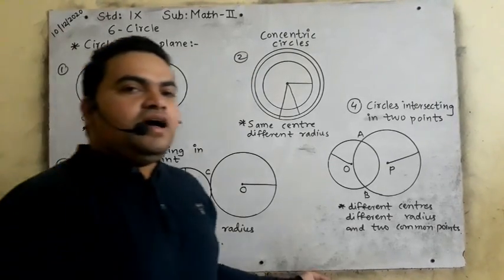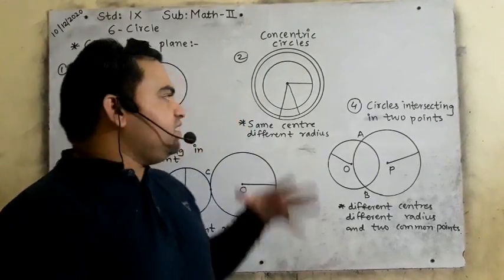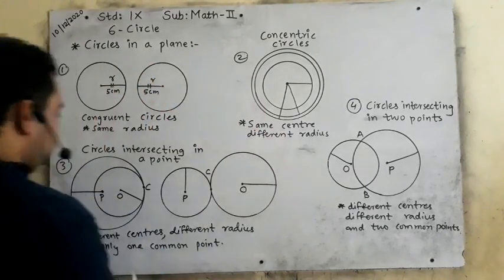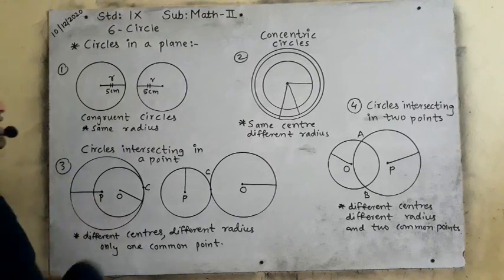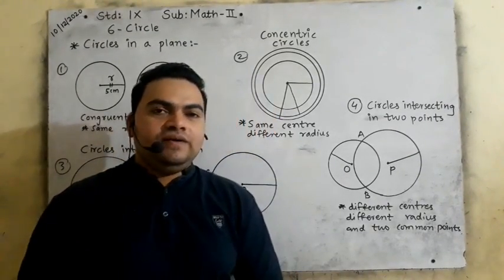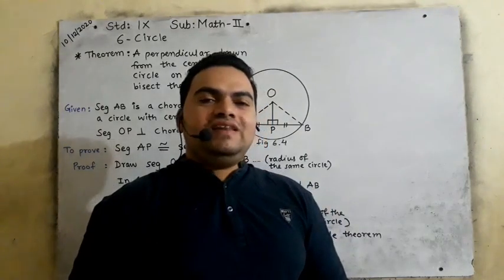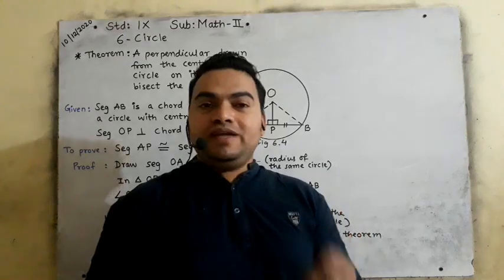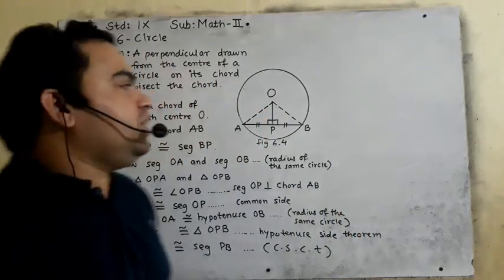Now I hope that you have understood what is a congruent circle, concentric circle, circles touching each other internally and externally, and circles intersecting each other. So dear students, now we will see the theorem, which is very important for your examination. So please practice this theorem. Look at the board.